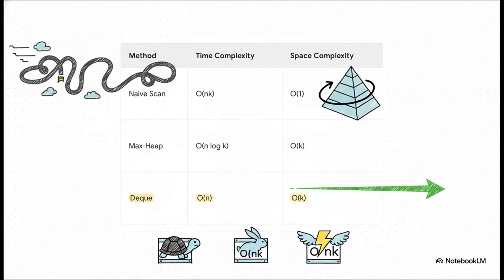And when you put it side by side with other methods, it's just no contest. The naive scan is way too slow. Using something like a max heap is better, sure, at O(n log k), but it's still not the best. Our DQ method, at a clean O(n), is the undisputed champion for this problem.